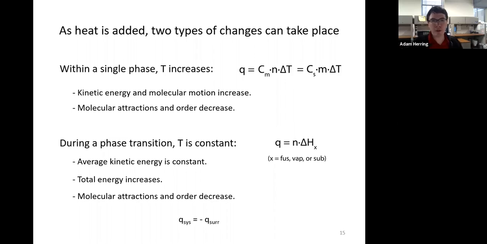Another thing that's important to recognize is that for any type of calorimetry, we're always exchanging heat between the system and the surroundings. And the heat that is absorbed by one was released by the other. So when we look at the system versus the surroundings, they have the same change in heat, but the signs are different from each other.